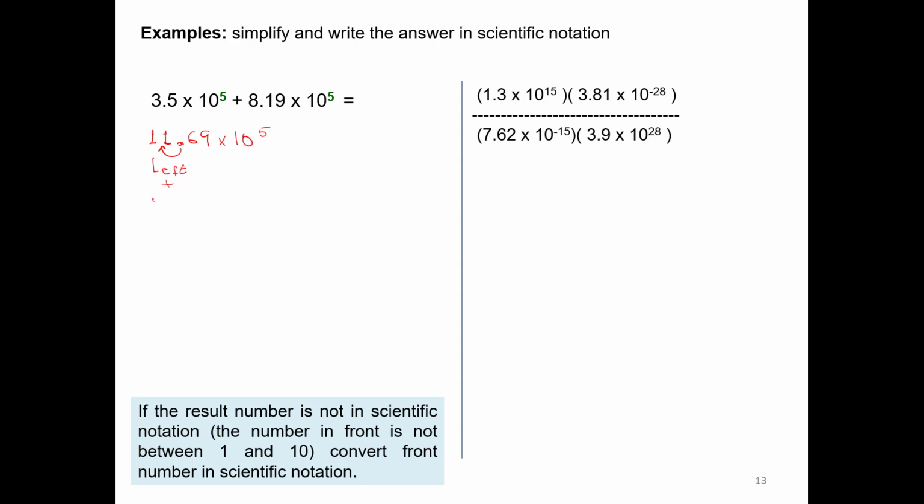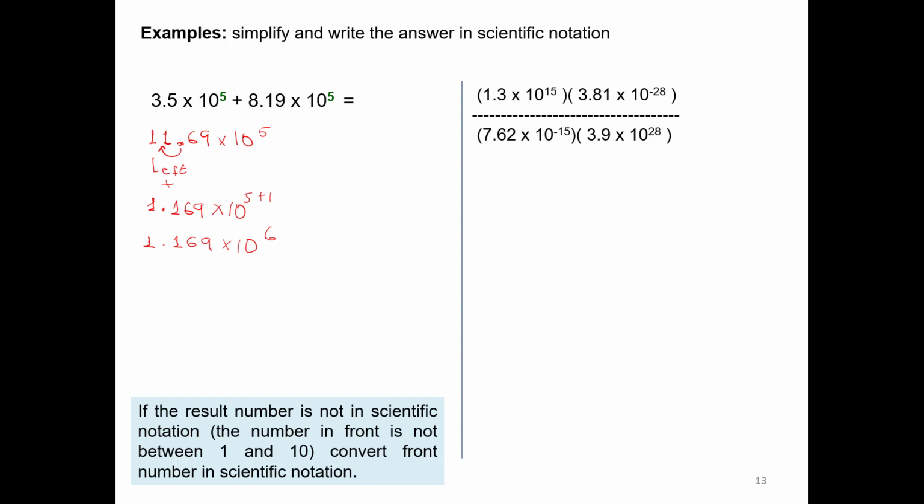And now we can rewrite this one like 1.169 × 10^(5 plus 1). Then we can rewrite this as 1.169 × 10^6. Now this number is in scientific notation.